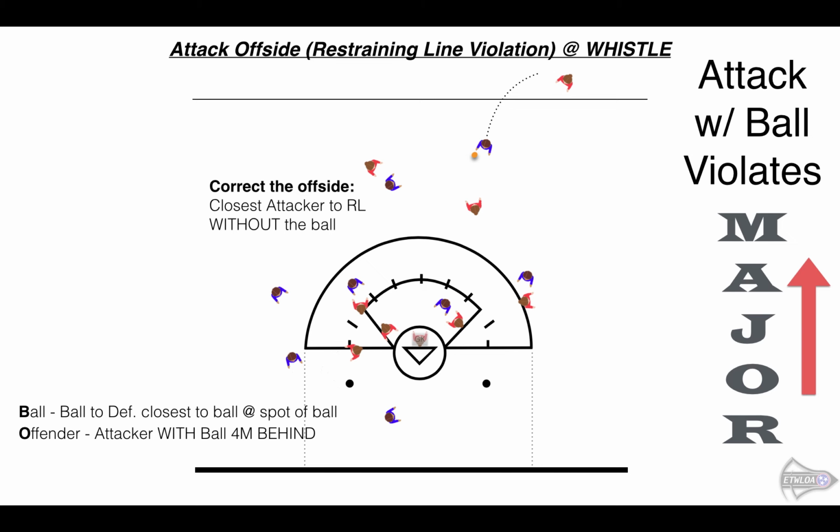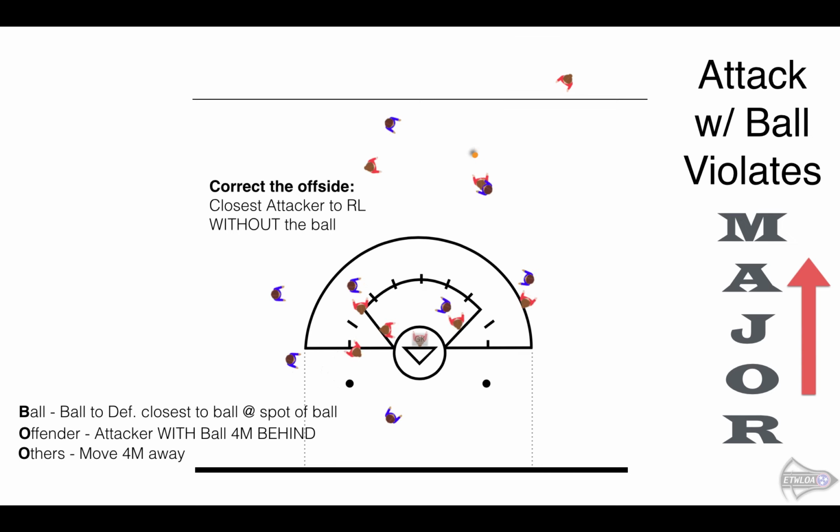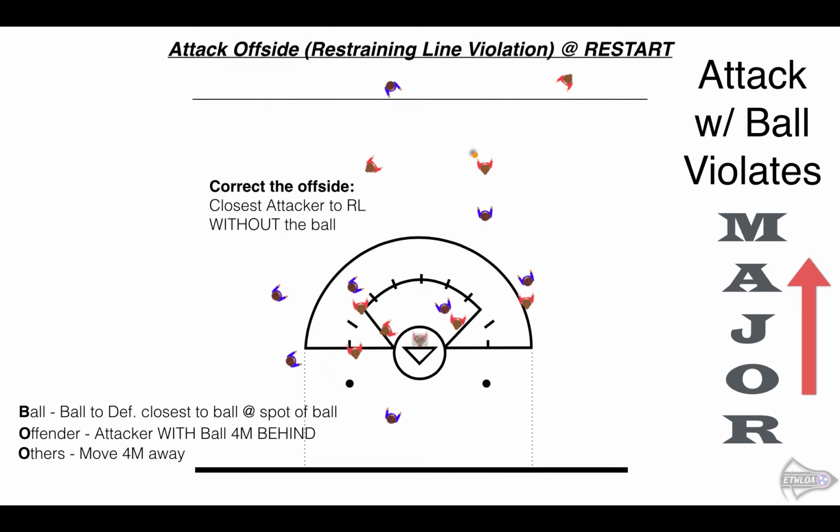The offender is the attacker with the ball. They'll be placed 4 meters behind, and all others will move 4 meters away from the free position as necessary. So prior to restart by the new trail, who's the old lead, this is the free position setup.